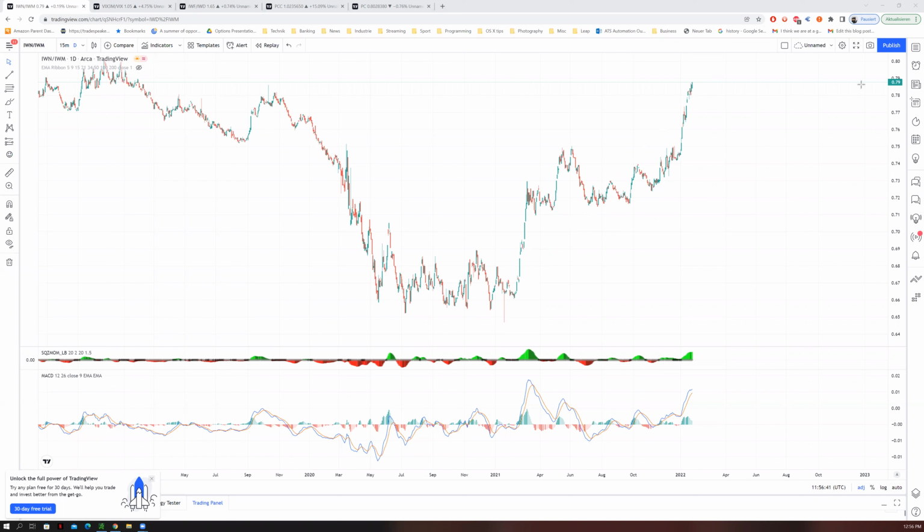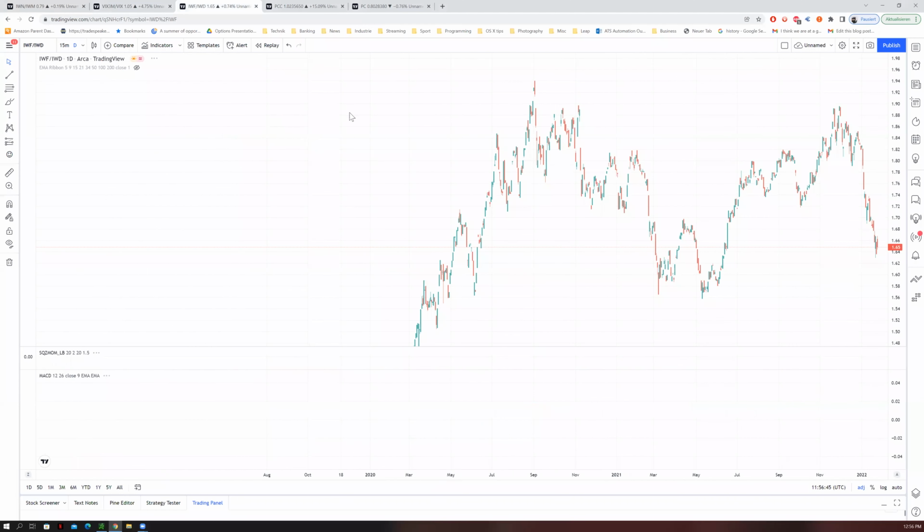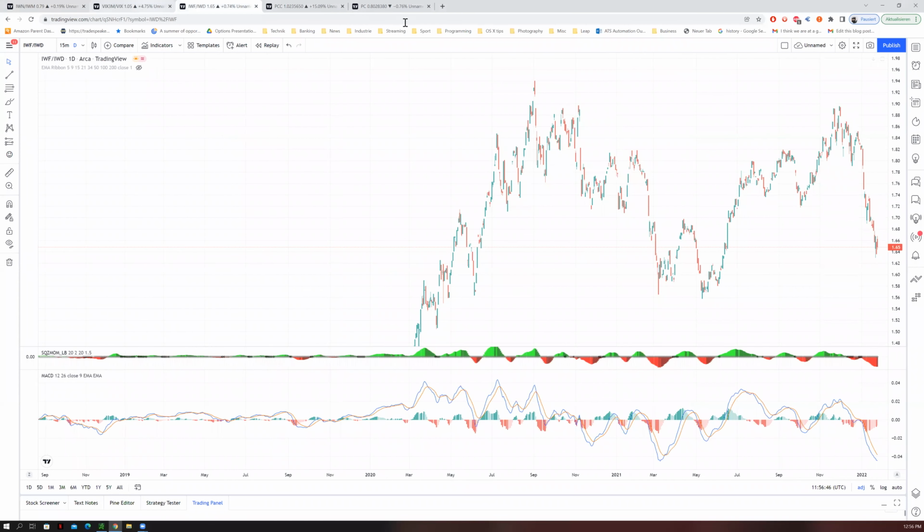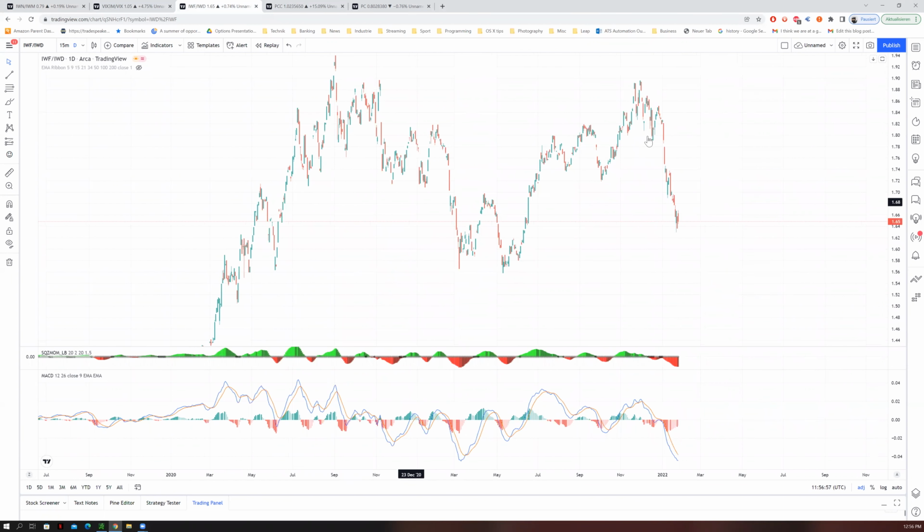Now, this is on small caps. So now if you really want to look at large caps, large capitalization companies, then you want to look at IWF versus IWD. And again, we're seeing the same thing, that growth was outperforming.